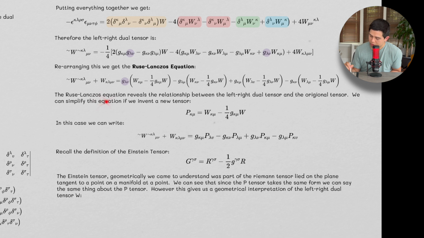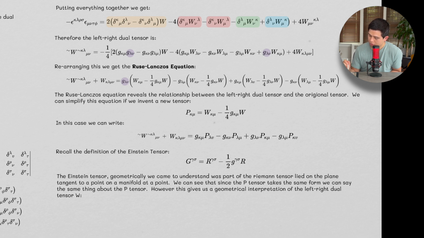The Ruse-Lanczos equation reveals the relationship between the left-right dual tensor and the original tensor. So we can simplify this equation if we want to invent a new tensor. And that new tensor is going to be this guy right here. Alright, so this is interesting. This looks an awful lot like our G mu nu, our Einstein tensor. And we'll get to that. Okay, this is actually quite interesting.